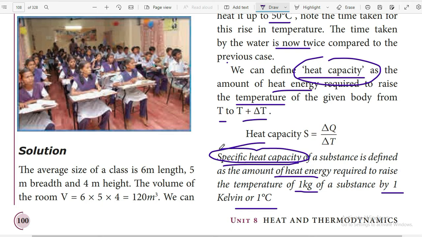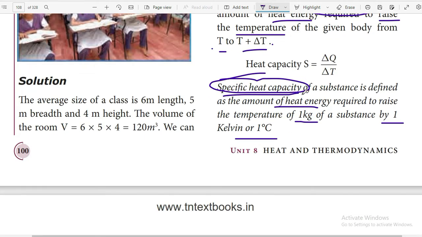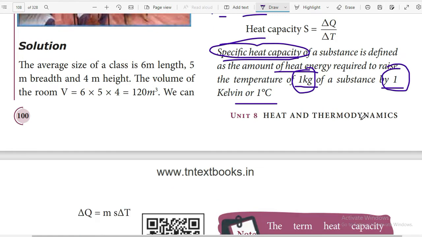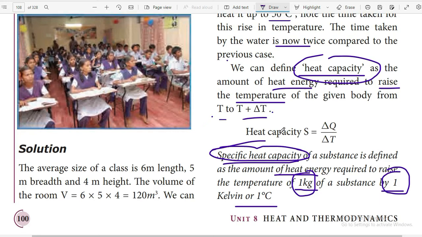So the difference is, in the case of heat capacity, they have just written the heat energy required to raise the temperature from one temperature to the next, higher temperature, whereas in the case of specific heat capacity they have specifically mentioned the kg. They have specifically given the mass and the temperature by which it has to rise. So in specific heat capacity they have specified that 1 kg of a substance has to be raised by 1 degree Celsius or 1 Kelvin. That is why it is called specific heat capacity.